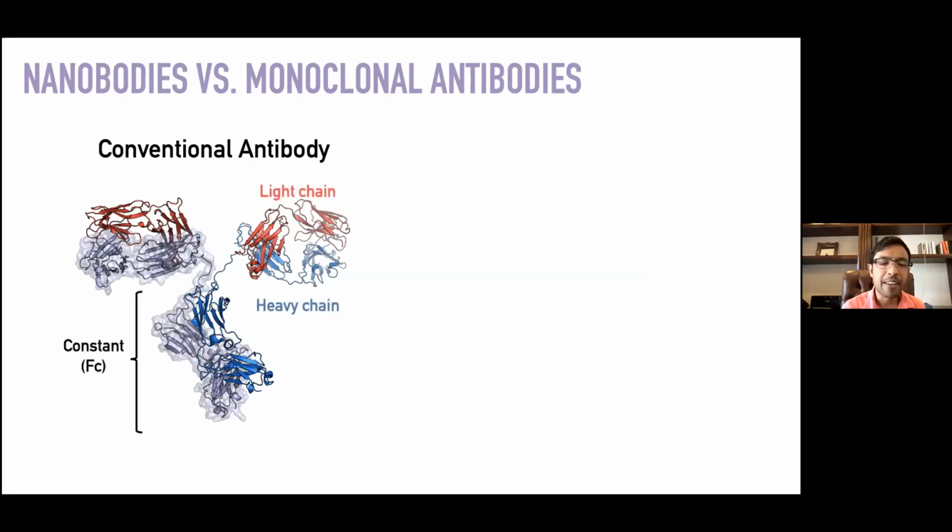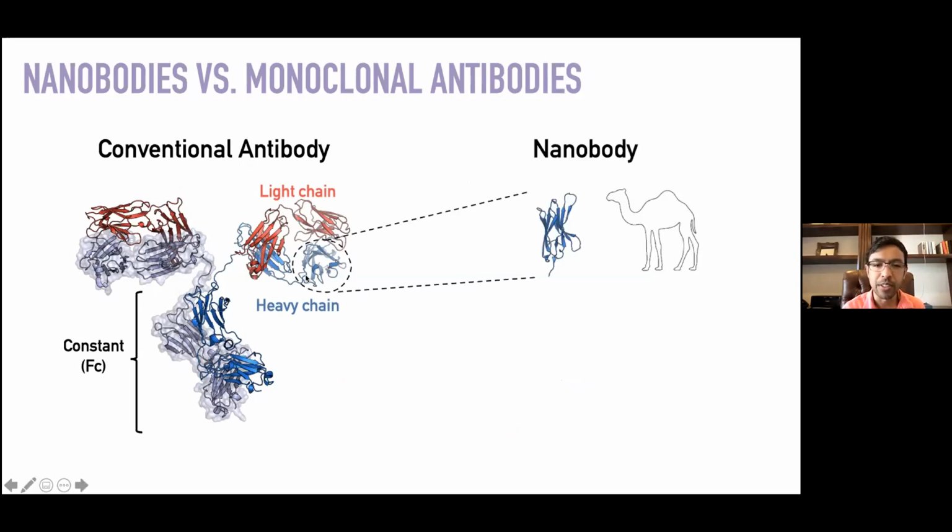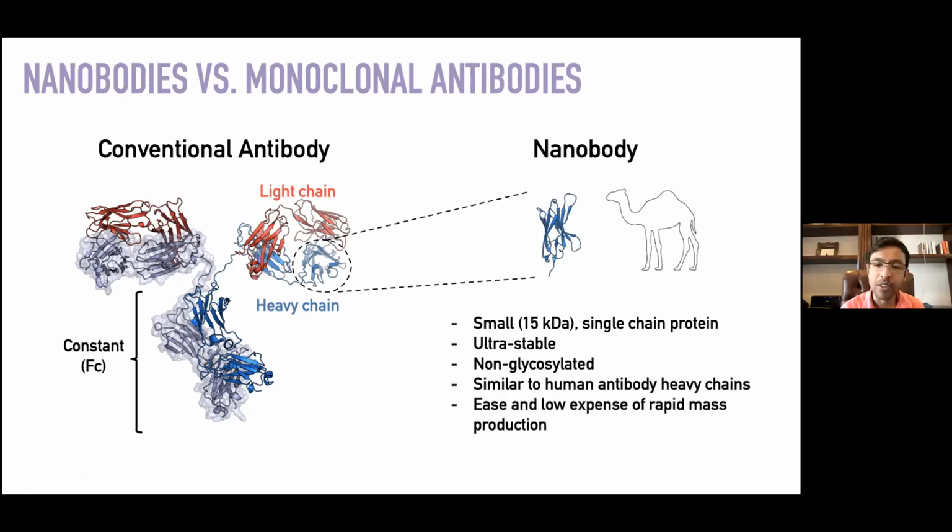It turns out that camelids like alpaca or llama, or camels themselves, make these really cool miniature antibodies that are comprised of just the single immunoglobulin domain of the heavy chain. What's really cool about these miniature antibodies is that, similar to conventional antibodies, they can recognize an almost infinite range of antigens. But on top of that, they're single little proteins that are ultra stable, and they're very similar to human antibodies. For therapeutic purposes, they're very easy to make, and relatively cheap to make.